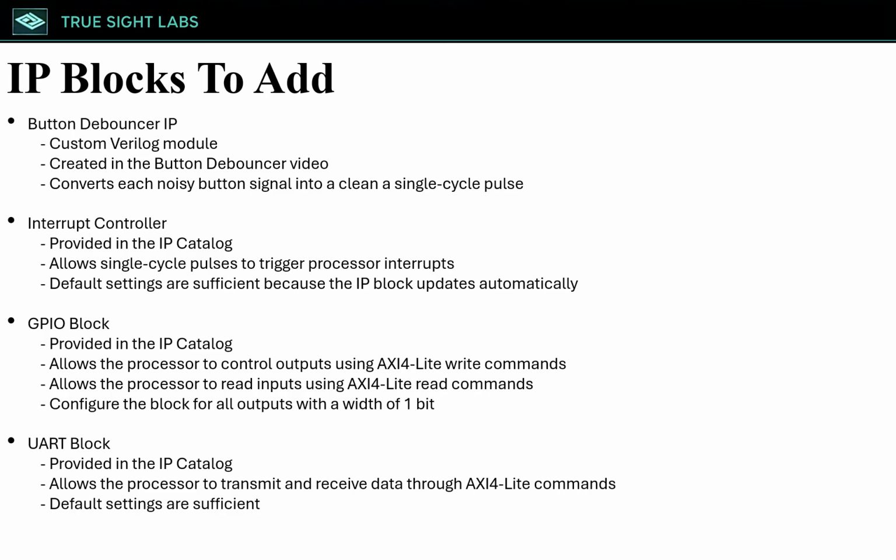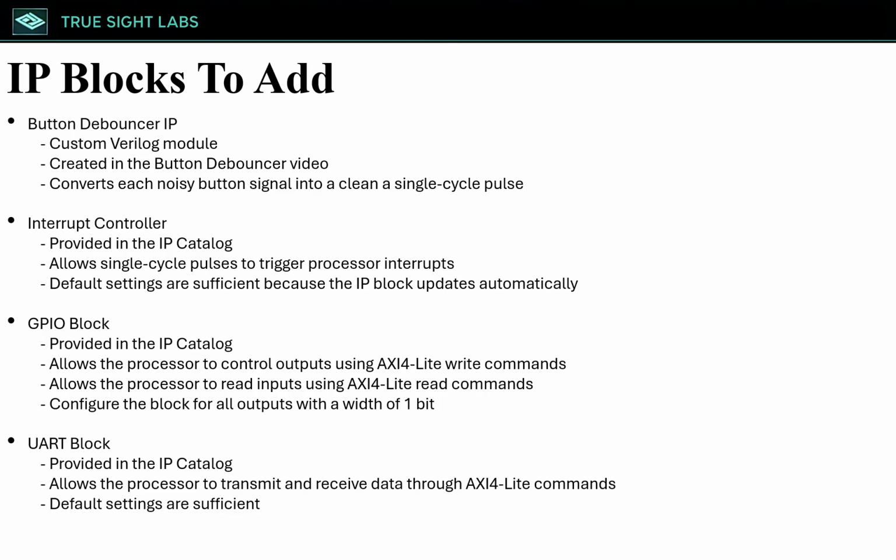The second is the interrupt controller. This block receives the pulse from the debouncer and sends an interrupt to the MicroBlaze processor. Its default settings are sufficient because the IP block updates automatically.